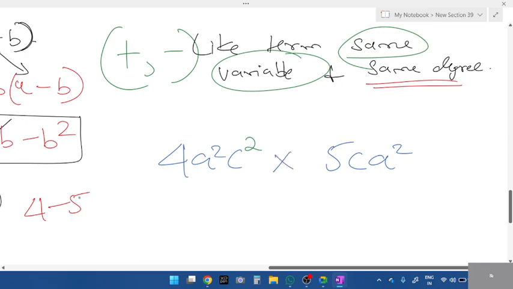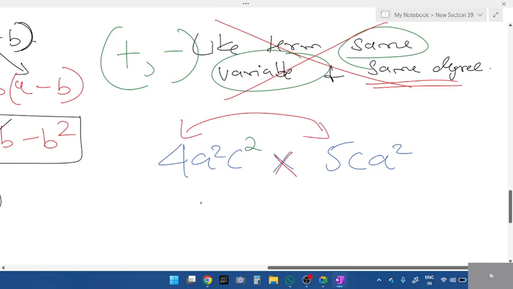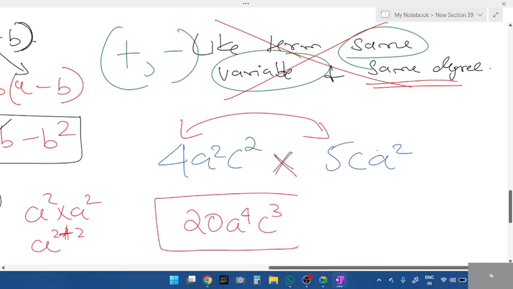But for multiplication and division, there is no rule called like and unlike term, students. Let them give any question, you can multiply. Look at the next one, multiplication. Whenever multiplication is given, don't follow like terms and unlike terms. Just multiply everything. Multiply the numbers first. What is 4 fives? 20. What is a square into a square? When there is multiplication, what do we do? Add the powers or divide? Addition. What is 2 plus 2? 4. A to the power of 4. What about c? C to the power of 3.